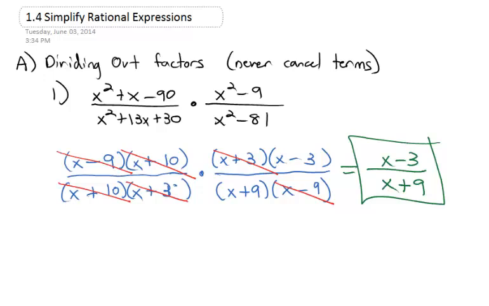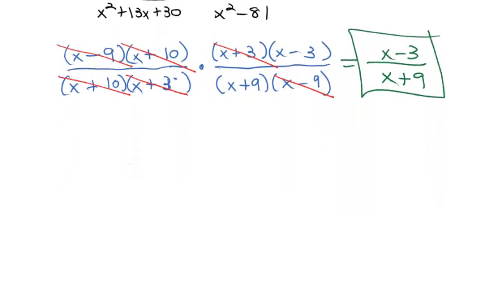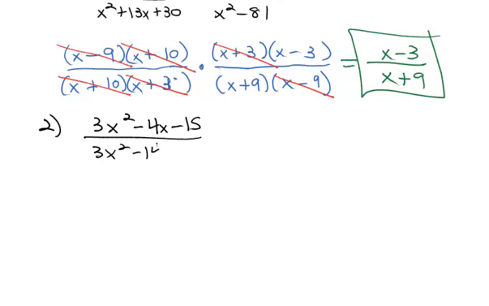When we are multiplying, we can just start reducing out common factors. When we're dividing, there's one extra step we're going to take. So let's take a look at that with 3x squared minus 4x minus 15 over 3x squared minus 14x plus 15 divided by 3x squared minus x minus 10 over x squared minus 4.